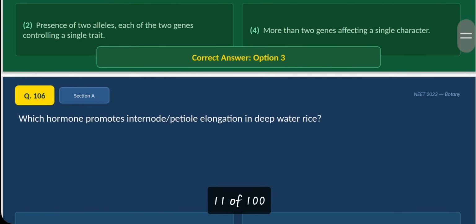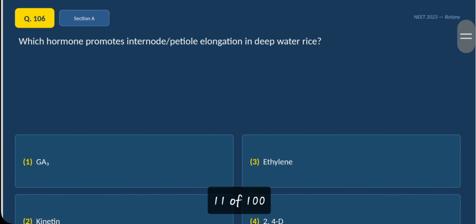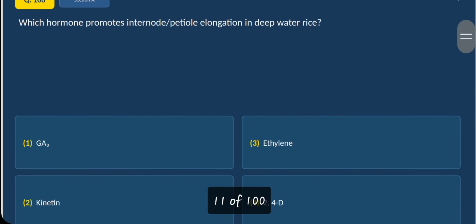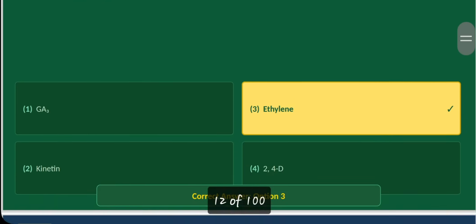Which hormone promotes internode or petiole elongation in deep water rice? Here you should remember about ethylene. Don't go for the gibberellins. So ethylene helps in the internode or petiole elongation in deep water rice. So there is GA3, ethylene, kinetin, 2,4-D. The answer is ethylene.